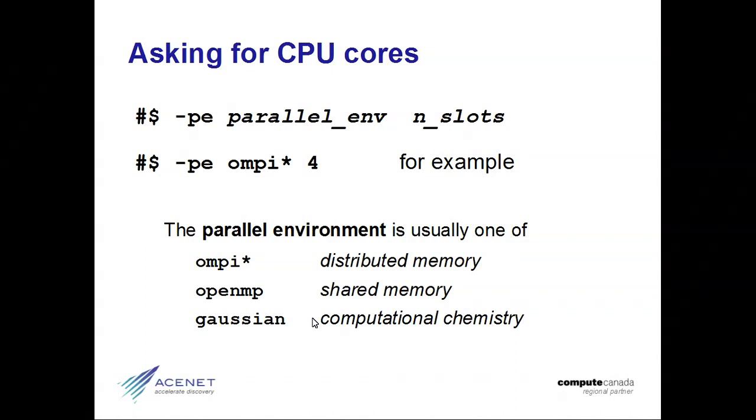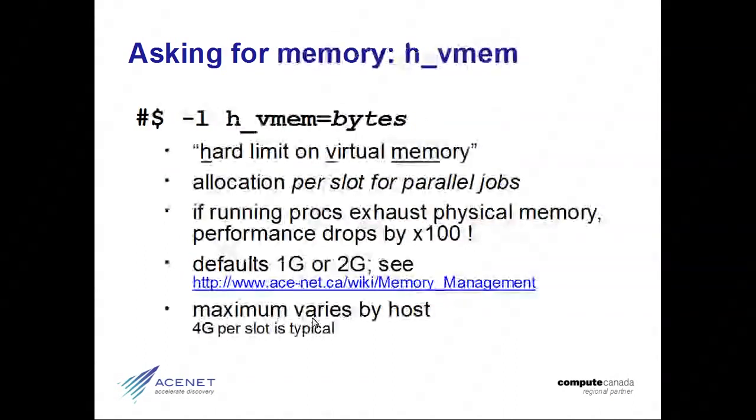So time, CPU cores, the third major thing that you're going to need to ask for is memory. And here again, we do provide you with a default. The default amount of memory you get is 1 gigabyte or 2 gigabytes per parallel slot, and that depends on which cluster you're on. You can look it up on our wiki. I'll emphasize that these are numbers per slot.